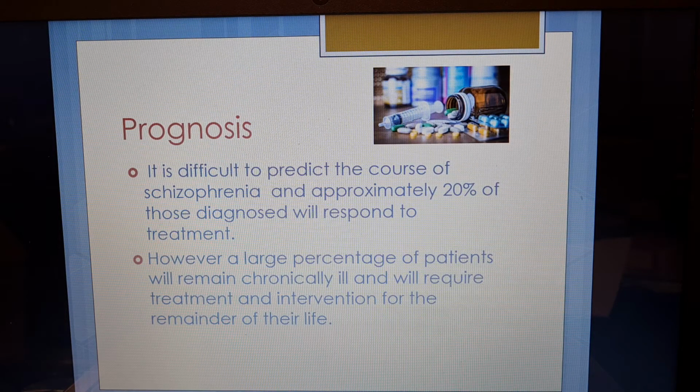The prognosis is really about the predicted course for the disorder, and it is difficult to predict the course of schizophrenia. Approximately 20% of people diagnosed with schizophrenia will respond to treatment, but obviously that's only 20%. So imagine the other 80% don't always respond to the medication that is given to them. However, a large number of patients do remain chronically ill with the disorder, and they will probably require treatment for the rest of their life, along with different types of interventions, such as CBT, probably for the remainder of their life as well.